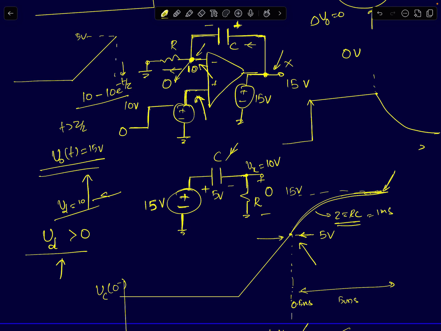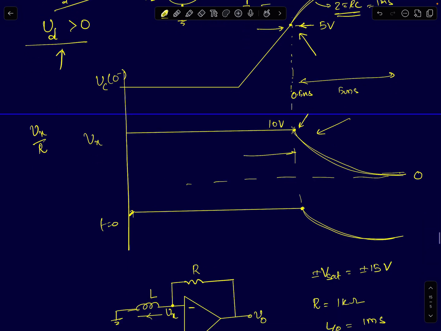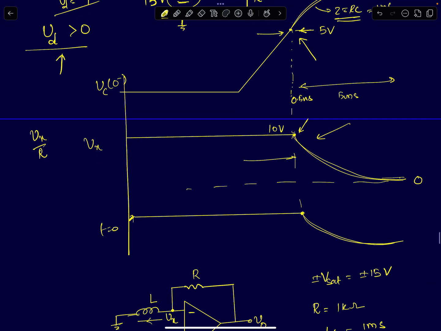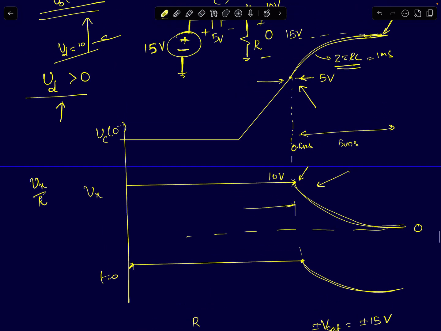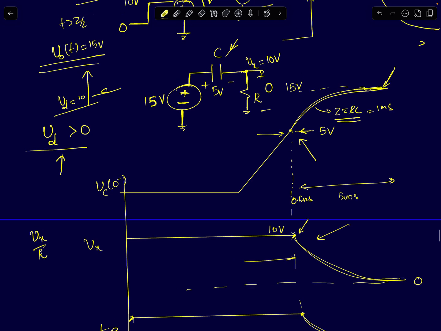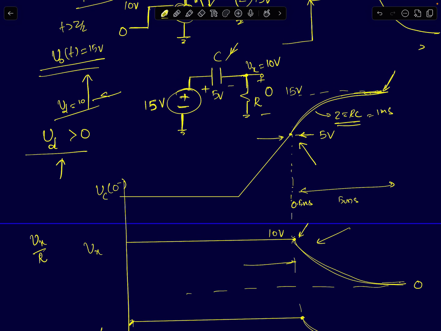So output will stay put at 15 volts. There is nothing to disturb that state. So output will stay at 15. That completes this problem. Now in case I tell you your Vc of 0 is 5 volts to begin with, what do you think will happen to this circuit?